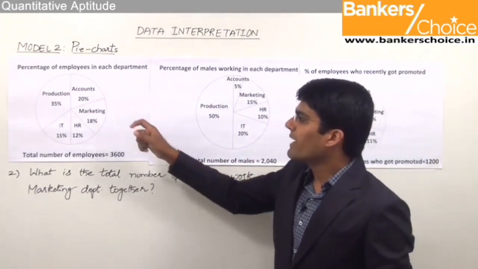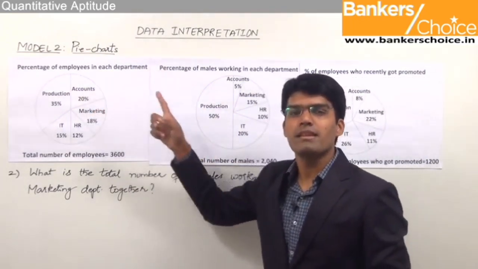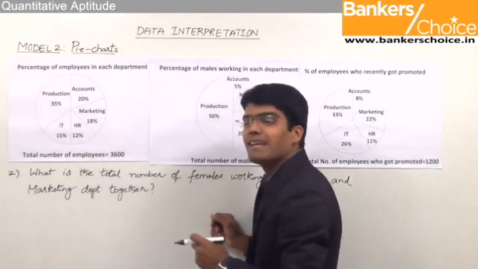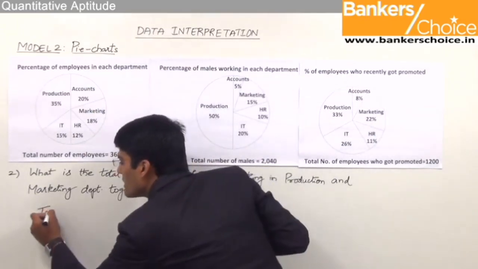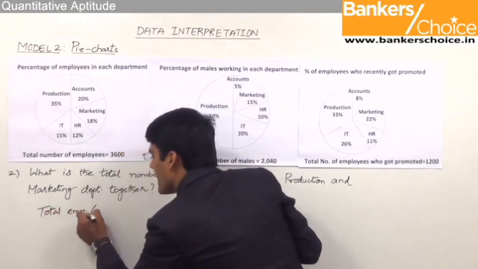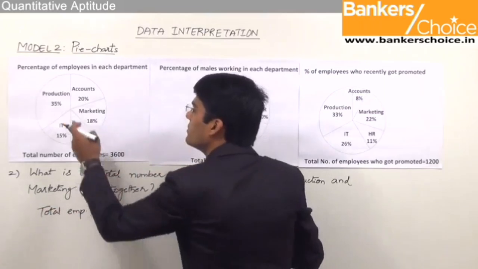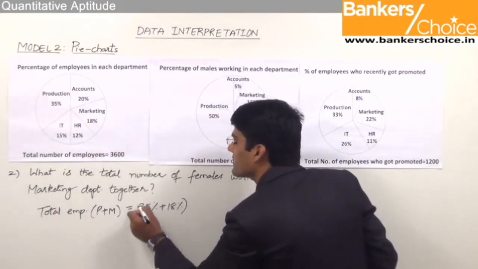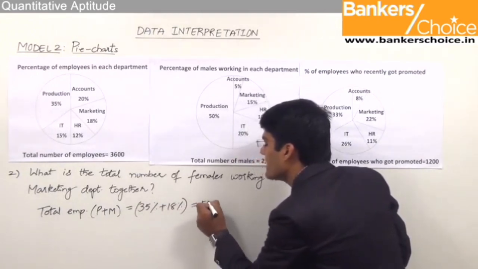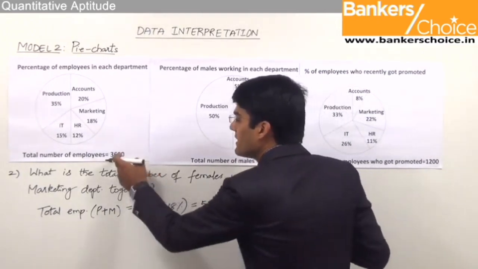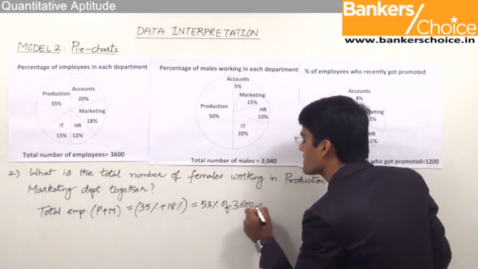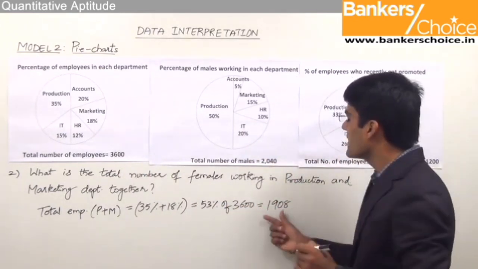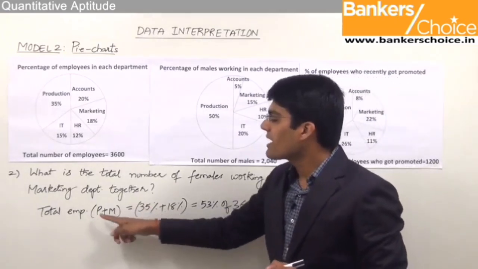So let's see how to find out the total number of employees in production and marketing together. We know that production has got 35% and marketing is 18%. So we can say that the total employees in production and marketing departments together will be equal to 35% plus 18%. The 35 plus 18 will be equal to 53%. 53% of 3,600. Now 53% of 3,600 will be 1800 plus 108. That is 1908. So total there are 1908 employees in these two departments together.